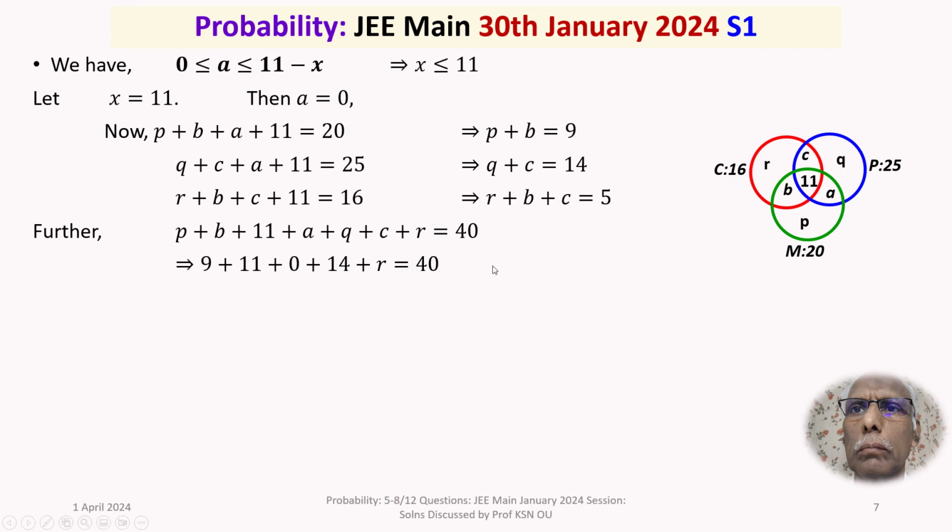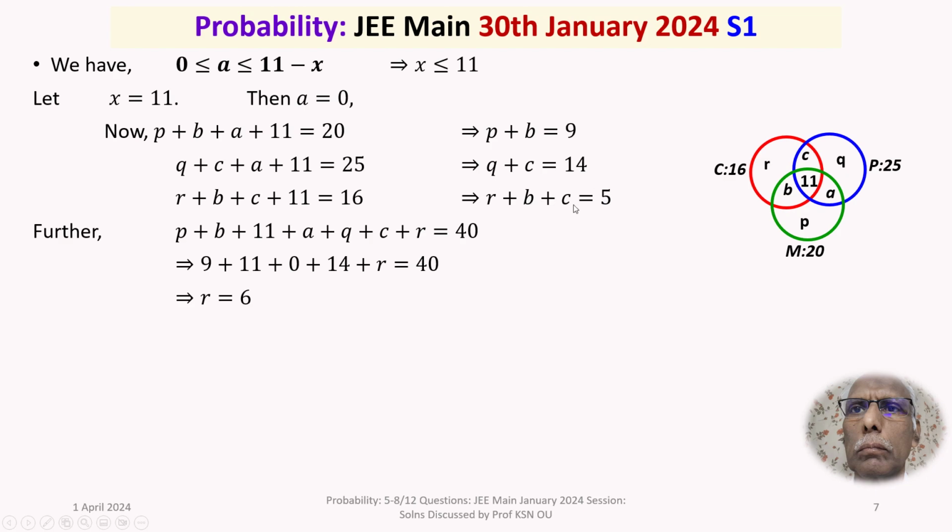And what will be the answer? The answer for R simplified: you will get R is equal to 6. 11 plus 9 is 20. 20 plus 14 is 34. 40 minus 34 is 6. R is equal to 6. Suppose I put R is equal to 6 in this.